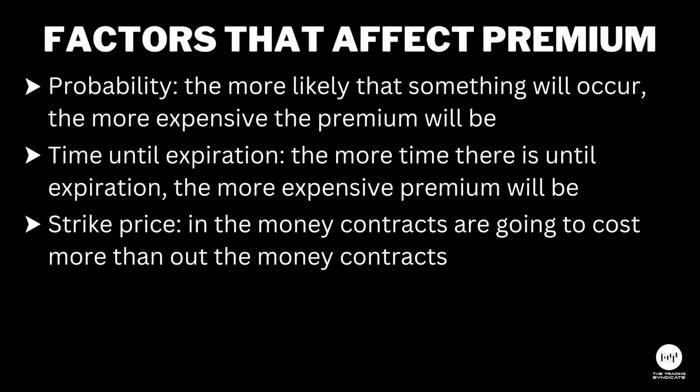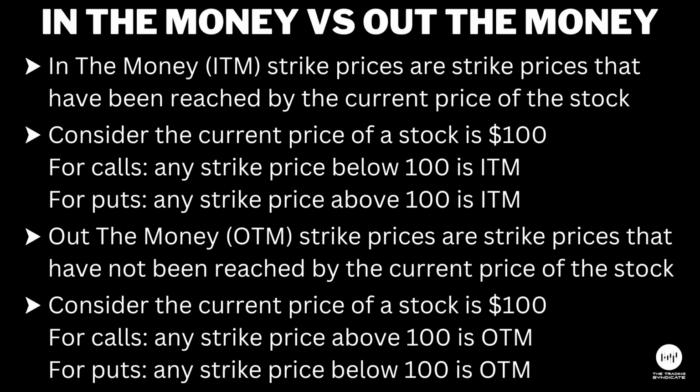An option contract will also take on different values depending on the strike price. You have in the money strike prices, and you also have out of the money strike prices. In the money strike prices are strike prices that have already been reached by the current price of the stock.